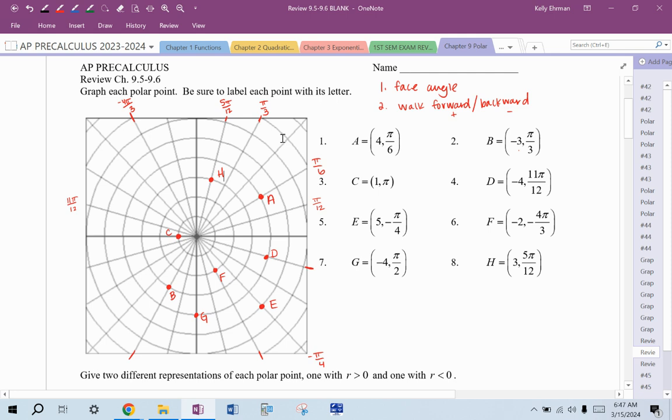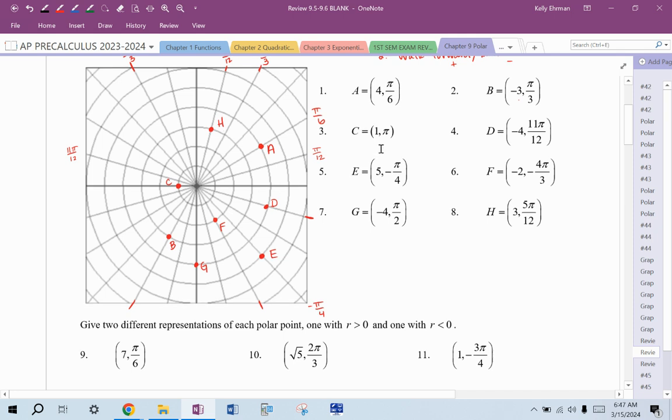Okay, so we need to be able to plot polar points. In the beginning, this was the first thing we learned, but remember the last thing we learned was graphing polar functions, and it's all just about correctly plotting these points.